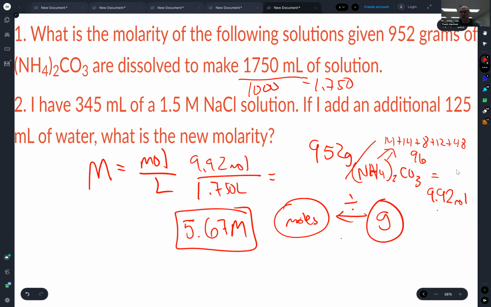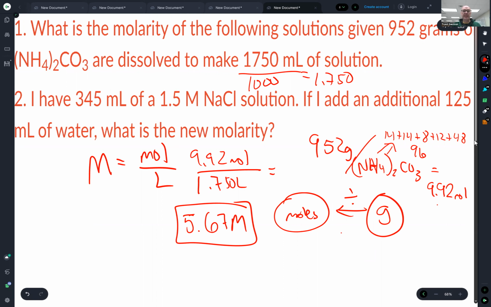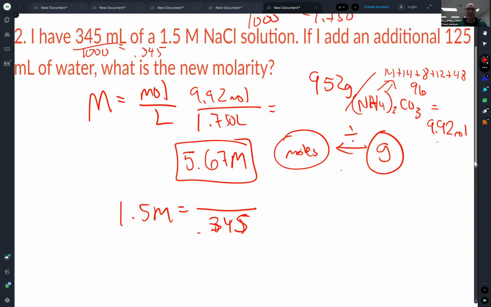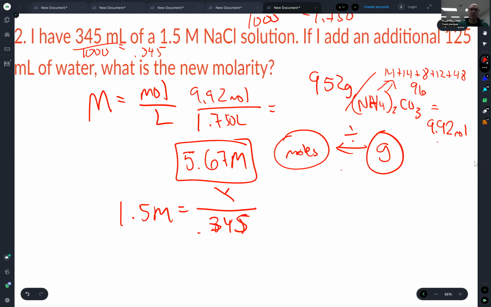Okay, number 2 now. What we've got here is 345 milliliters of a 1.5 molar. Ooh. So I'm going to convert first off this milliliters into liters, making that 0.345. And then what I don't know is what is this value here? Unknown. Oh, wait, hold on. Well, we could figure out how many grams or how many moles it is, but the reality is this question is asking something slightly different.